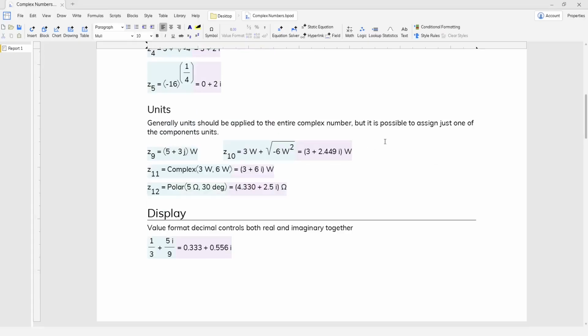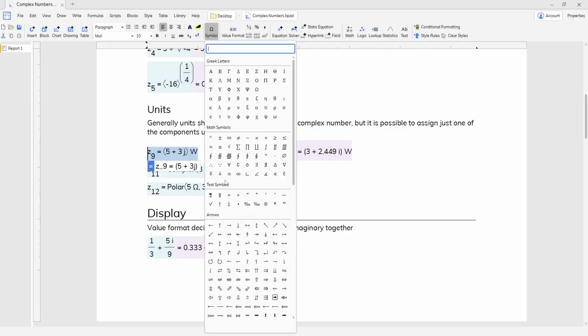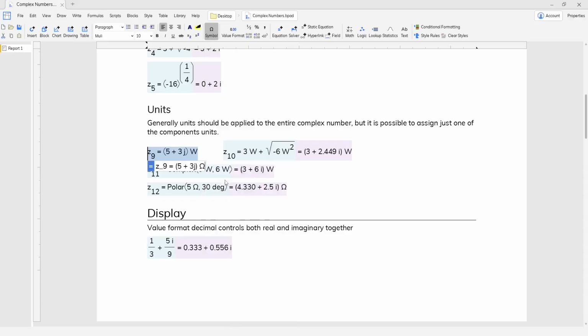Now, when you're using units with a complex number, you're going to want that unit applied to the entire complex number. And to do that, you're going to put parentheses around the complex number and then the unit typed in afterwards. So here I have parentheses 5 plus 3j, close parentheses, and then W for watts. I could just type in any old unit here. So for example, I'll press Control backslash and start typing in omega, press enter, and so now that value is in ohms.